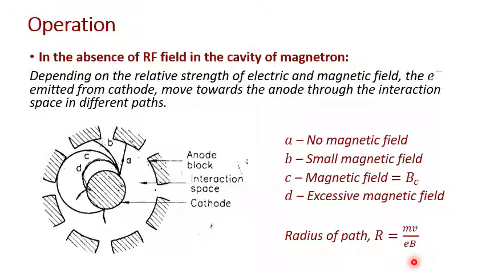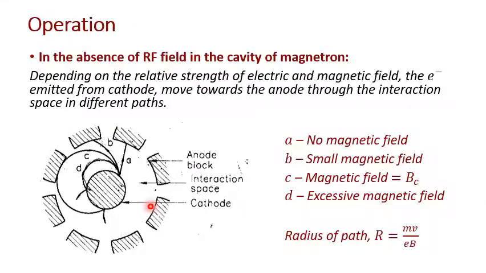the magnetic field strength. Now, once you increase the magnetic field, at a certain point you will find that the electron will be bent in such a way that it will just graze the surface of the anode and then it will return back to the cathode. The magnetic field that is required to return the electron back to the cathode after touching the surface of the anode is known as the critical magnetic field or the cutoff magnetic field.